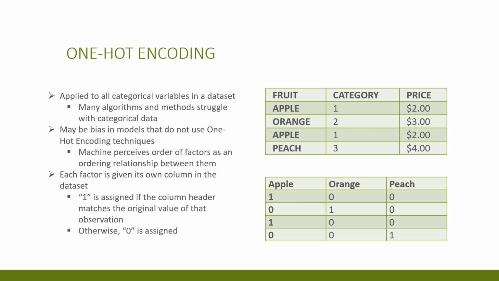So to combat this, each factor is given its own column in the dataset. 1 is assigned if the column header matches the original value of that observation. Otherwise, 0 is assigned. So as you can see in the bottom right diagram, rows 1 and 3 had apples. So for the first column, under apple, there will be a 1 in rows 1 and 3, and 0s in 2 and 4, and this pattern repeats for orange and peach.